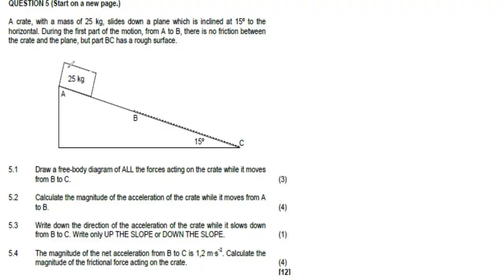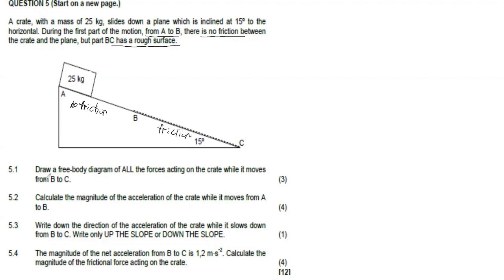Okay, so we have question 5 and we are still on Newton's second law. It says a crate with a mass of 25 kg slides down a plane which is inclined at 15 degrees to the horizontal. During the first part of the motion from A to B, there is no friction. So note that from A to B, no friction. But part BC has a rough surface. So if part BC has a rough surface, that means there is friction here. So friction is present here.